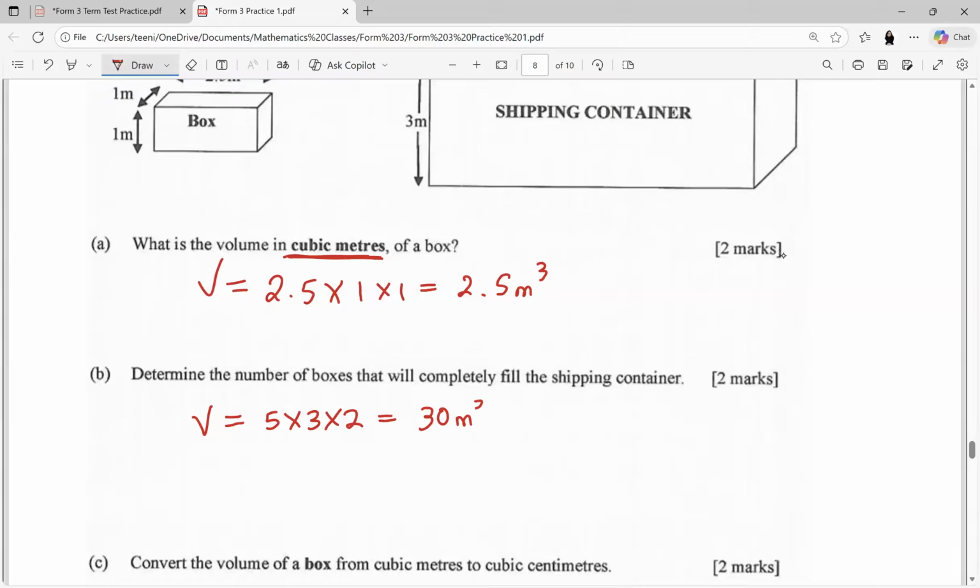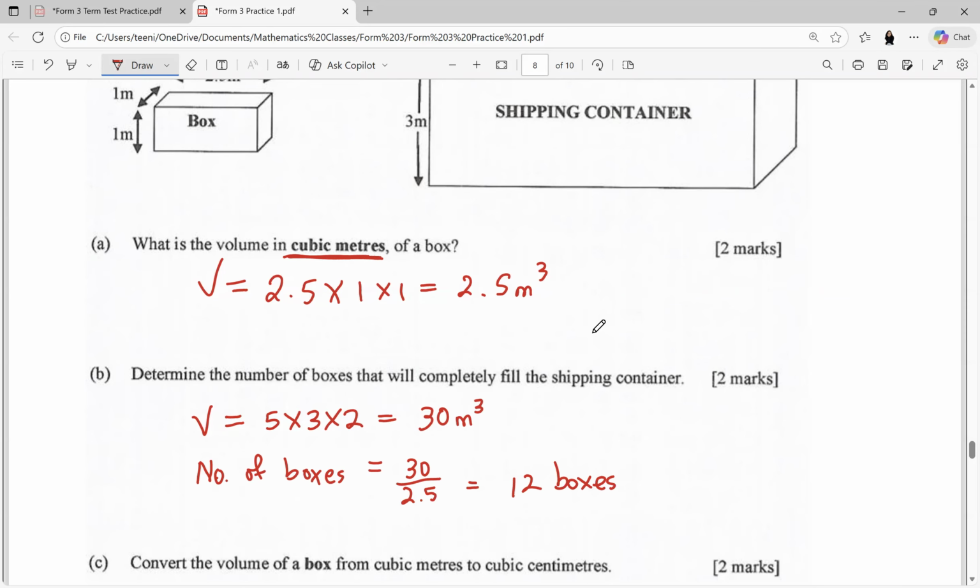I divide 30 by 2.5. That's right. So to find out the number of boxes that will occupy the container, you'll say 30 divided by 2.5, which is how much again? 12. 12. So you'll have 12 boxes.